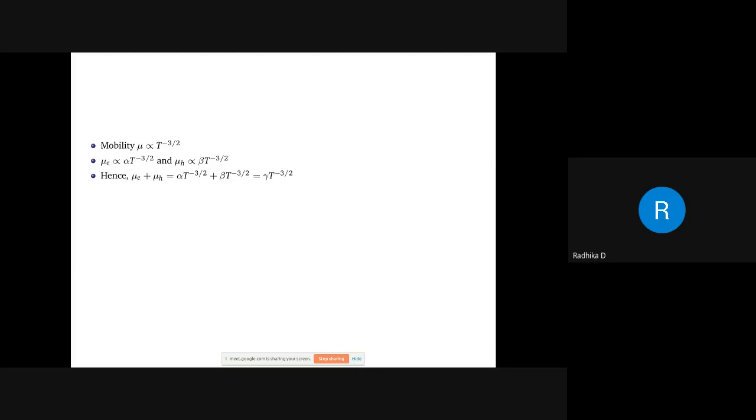I add them up and I write a common term as gamma T to the power of minus 3 by 2. If I substitute all these things, the temperature dependency in terms of 3 by 2 will go off. The entire thing comes to a big constant, all these terms are constant, multiplied by exponential minus Eg by 2 kT. This is the electrical conductivity expression.